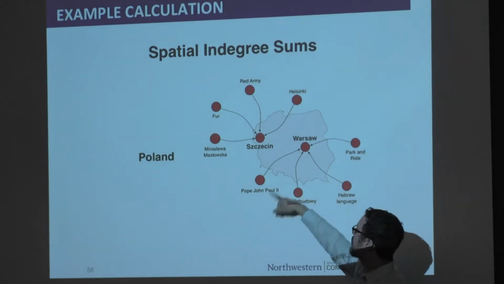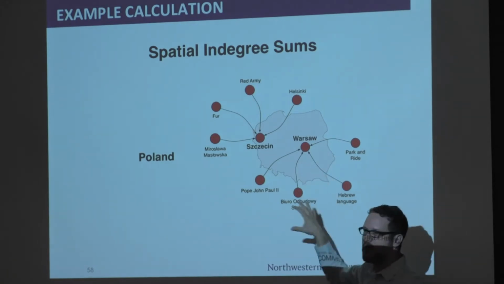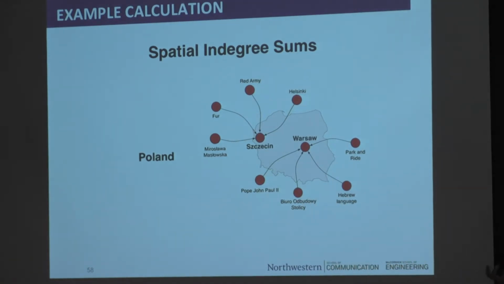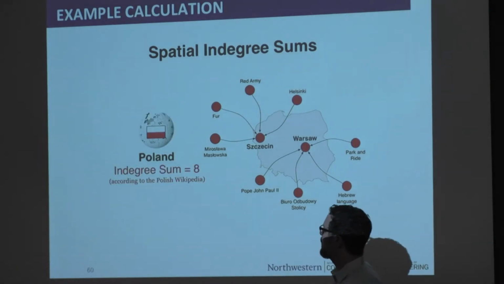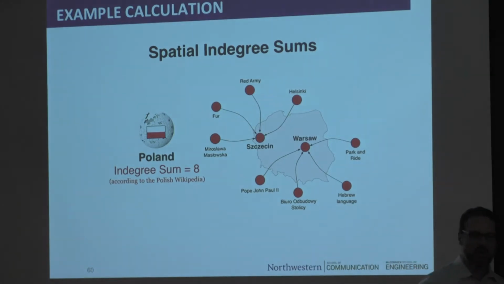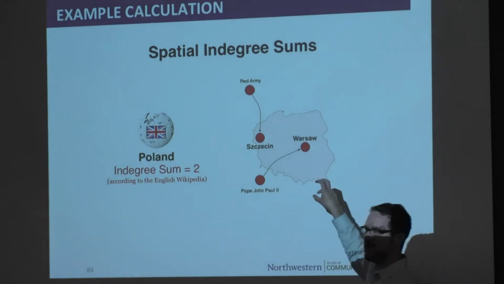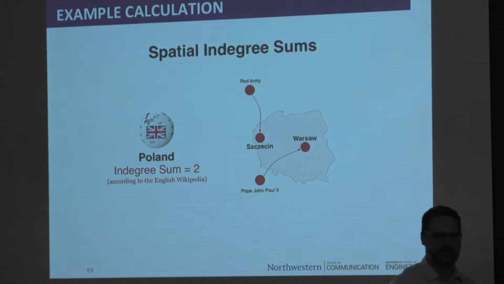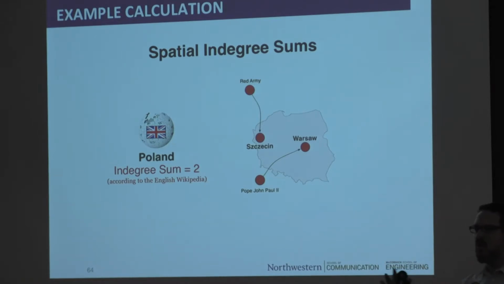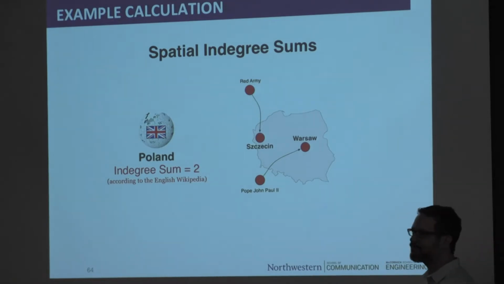So here for Warsaw, we have Pope John Paul II. For Szczecin, we have the Red Army. We have a number of things that are linking to entities that reside within these geographic regions. We can then calculate the in-degree sum, and we do this by language edition. So for Poland, for instance, this would have an in-degree sum of 8. But we could then look at something like the English Wikipedia, and we might see that there's only an in-degree sum of 2, right? So there's only 2 other articles that are linking to these articles that reside within this geographic space. And what this gives us is a way to measure the degree to which the entire language edition of that Wikipedia is more or less centralized around certain geographic regions.